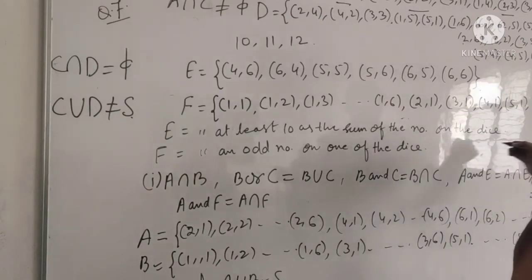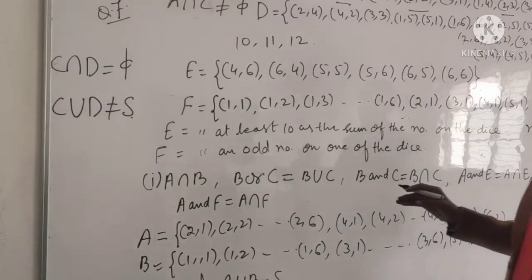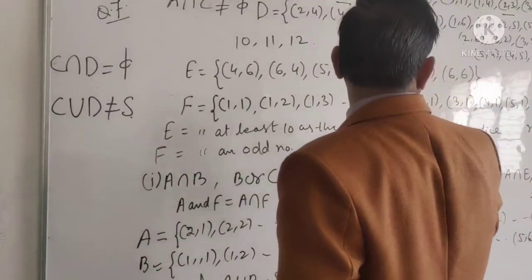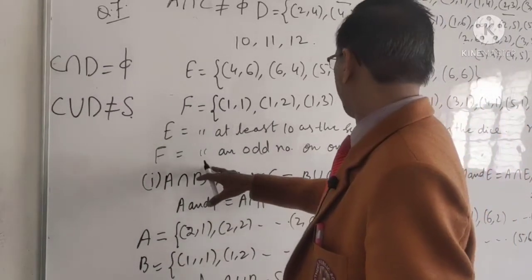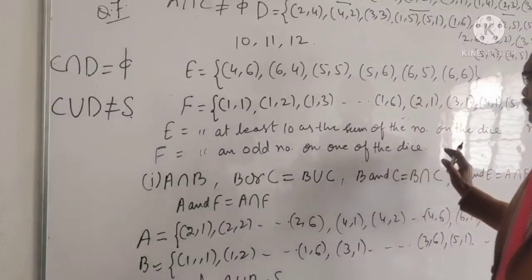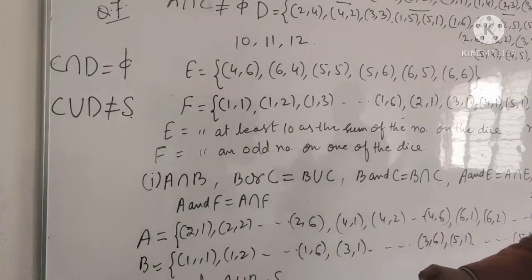We can say n(F) having 33 elements, not 36. There may be, yeah. Okay. Then, an odd number on one of the die. Then odd number on one of the die. Okay. Then let us find.